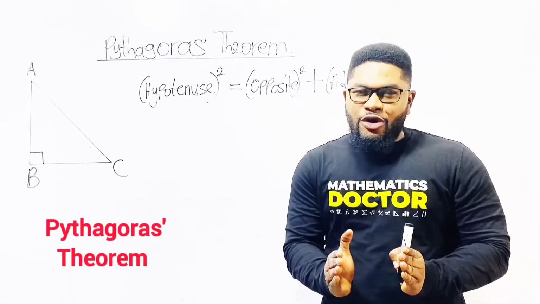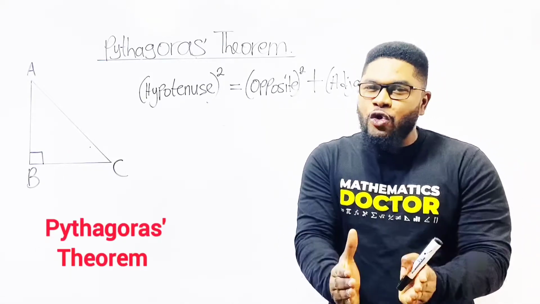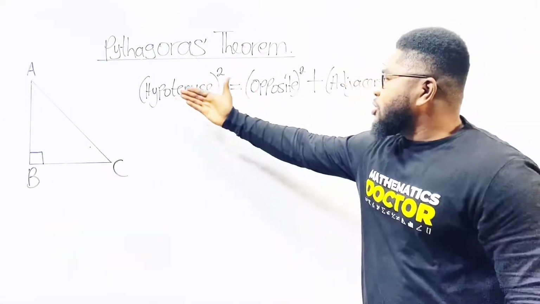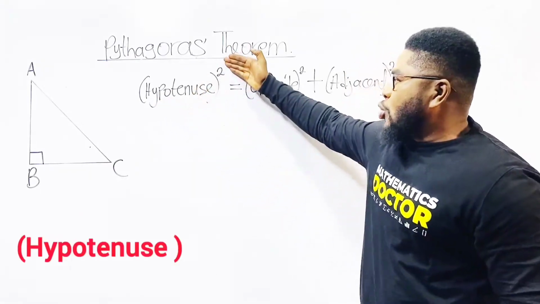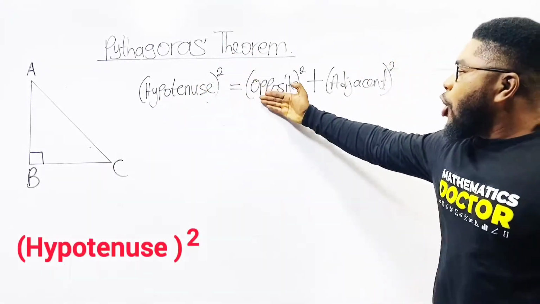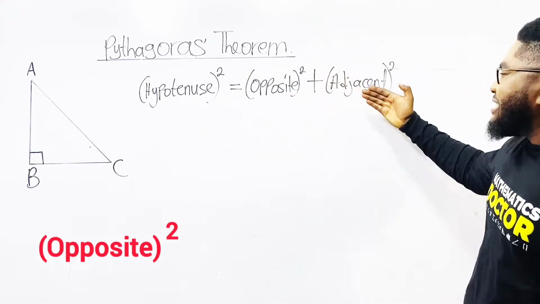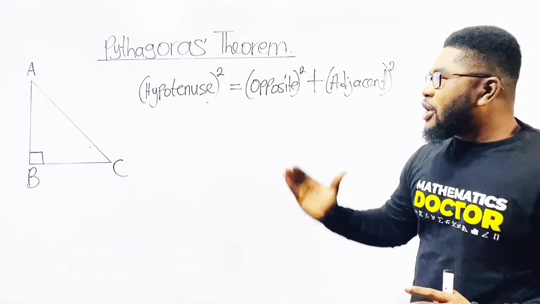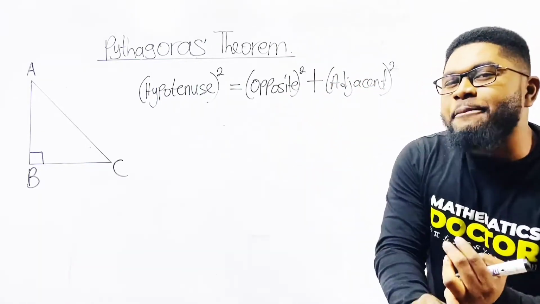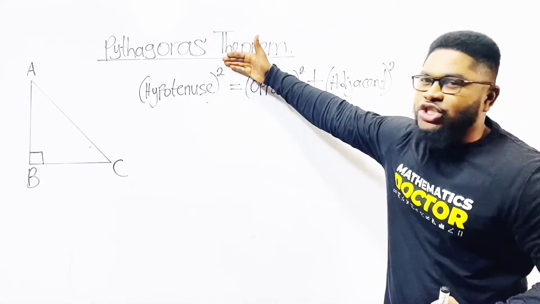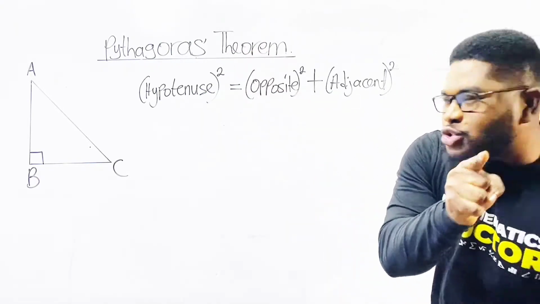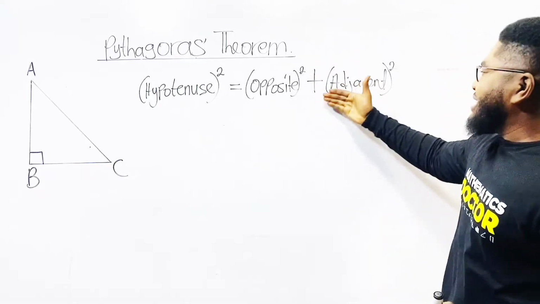Now this is the Pythagoras theorem itself. This is how we quote it. And please watch it well. It states: hypotenuse squared is equal to the opposite squared plus adjacent squared. That means that before you can quote this formula, you must know your hypotenuse. That will be the subject with the squared. And then it is equal to the opposite squared plus the adjacent squared.